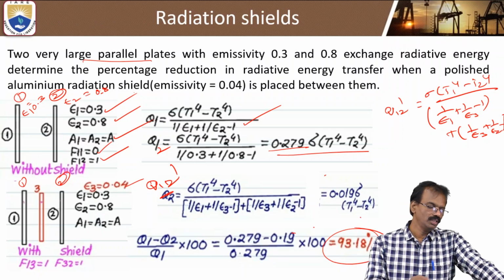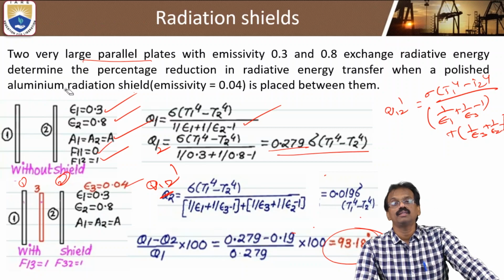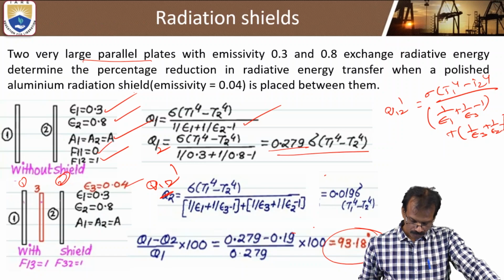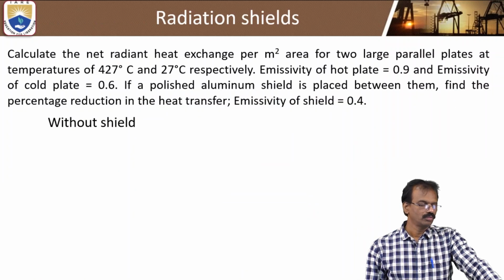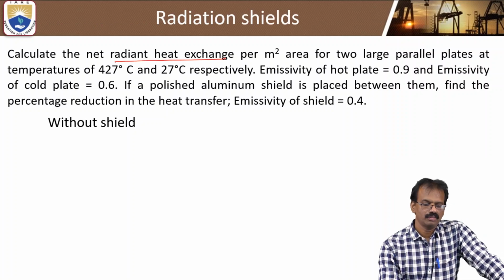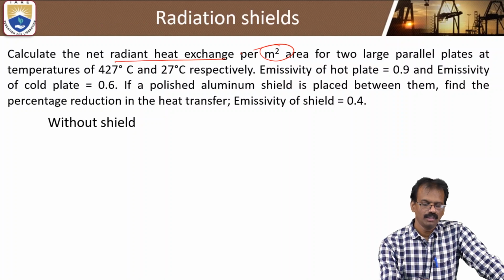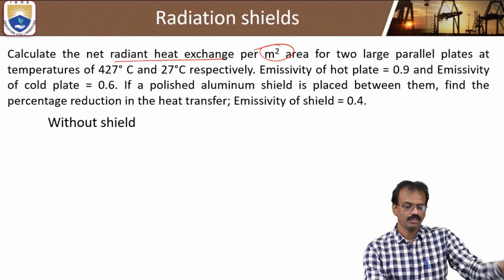So in this way, we can calculate the heat transfer through radiation between the two plates with shield and without shield. Okay, we'll see one more numerical. Calculate the net radiant heat exchange per meter square. So heat flux you have to consider, so area is equal to 1 meter square.